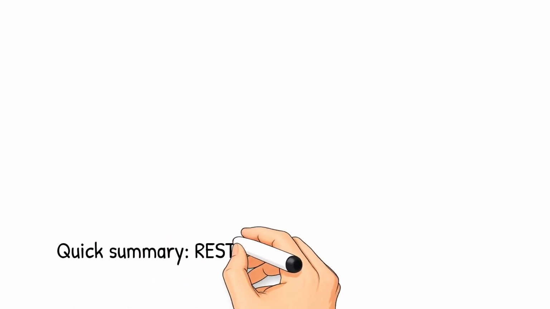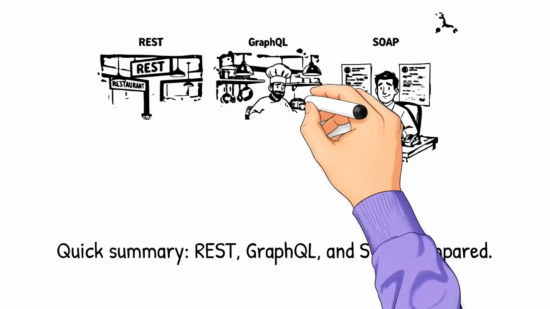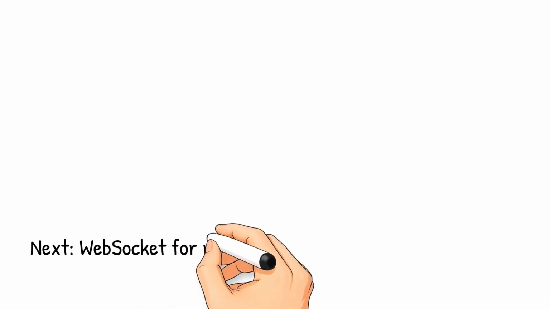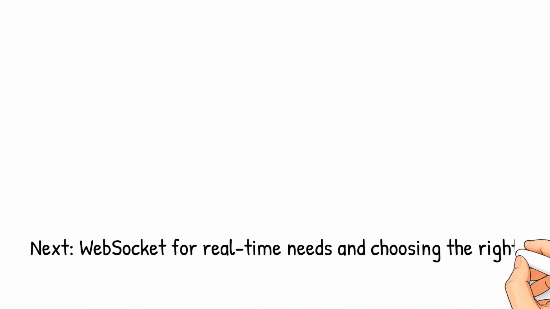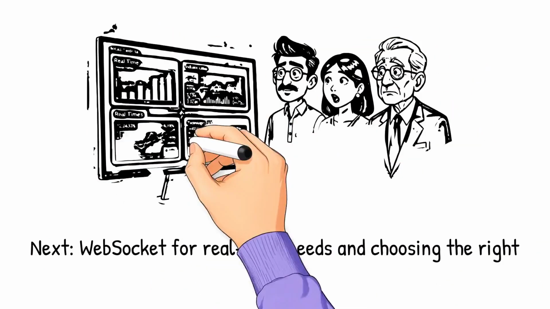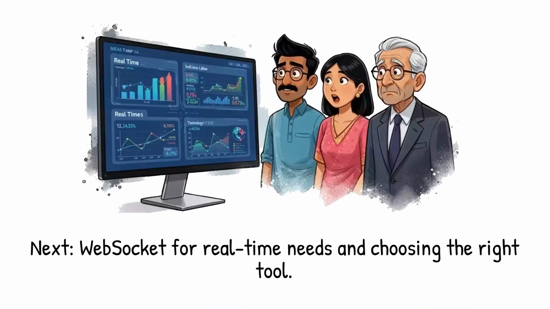So quick check-in: REST is the fixed menu, GraphQL is the build-your-own-plate, SOAP is the formal, old paperwork. In the final part, I'll show you one completely different style, WebSocket, for when you need things to happen live in real time, plus how to pick the right one.